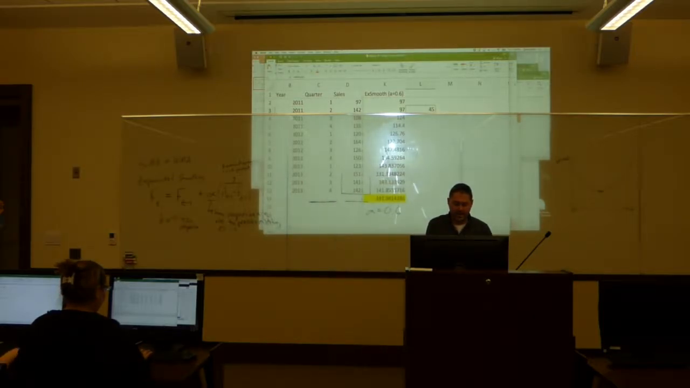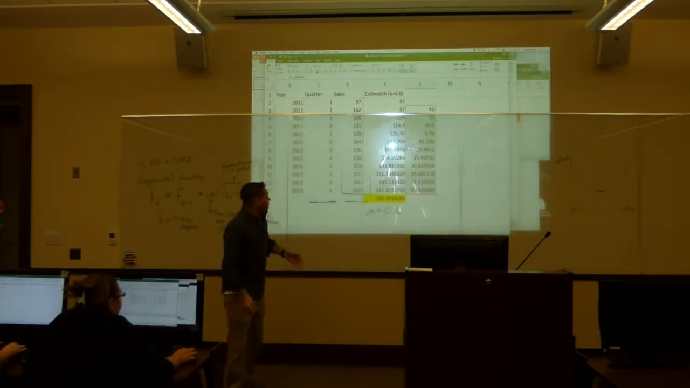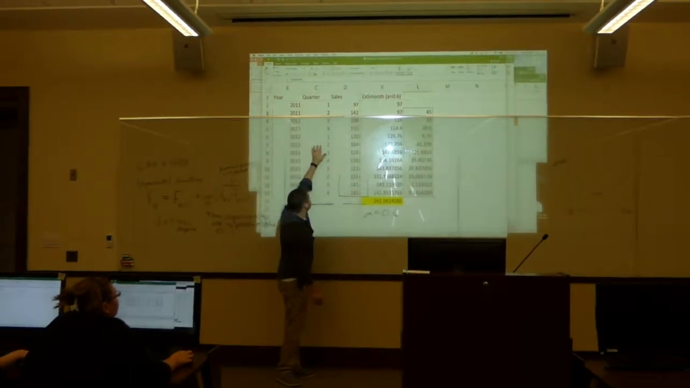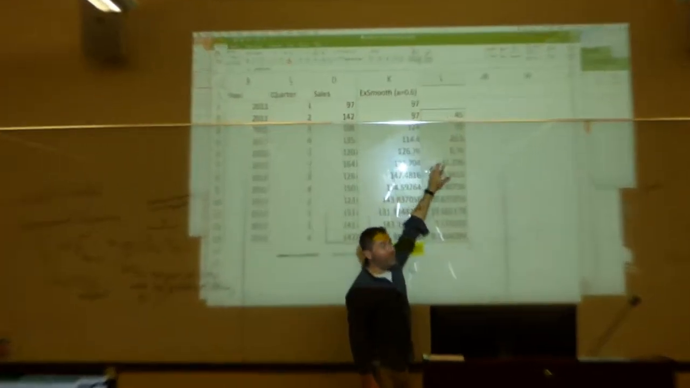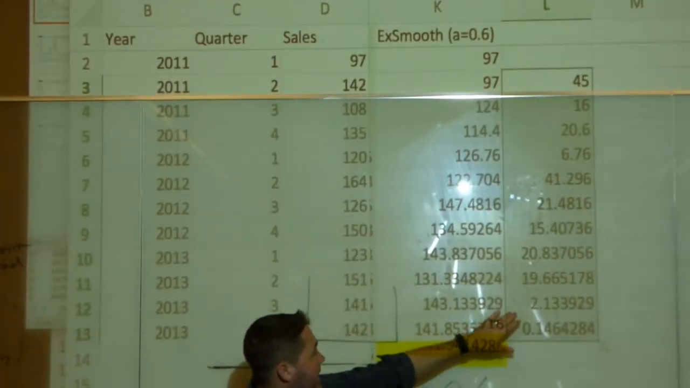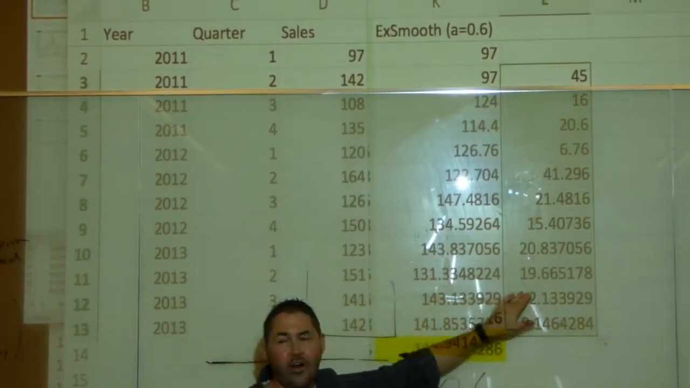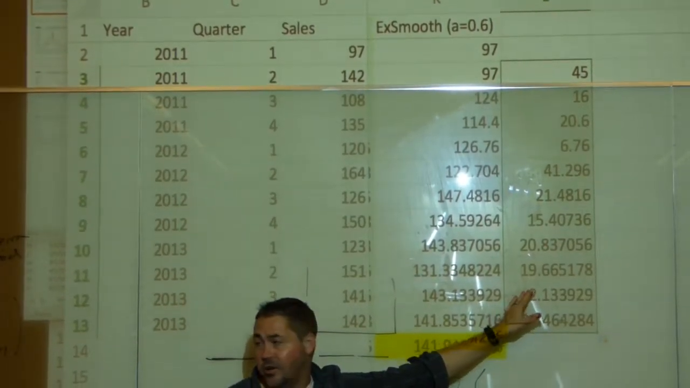We can copy this down. Right. So you can see we vary on how wrong we were. Our forecast in quarter 2, 2012 was wrong by over 41 sales. But in this period, 2013 period 3, we were only off by 2.1 sales. We were pretty darn close.